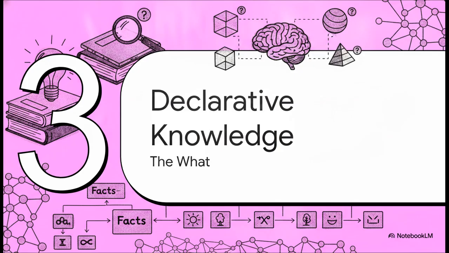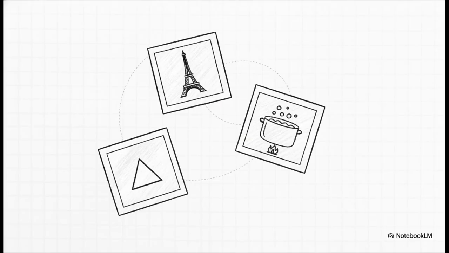Let's completely flip the script and see how declarative knowledge builds a totally different approach to AI logic. While procedural knowledge is completely obsessed with the how, declarative knowledge honestly doesn't care about procedures at all. It strictly answers the question, what do we know is true? Just think about universal facts.